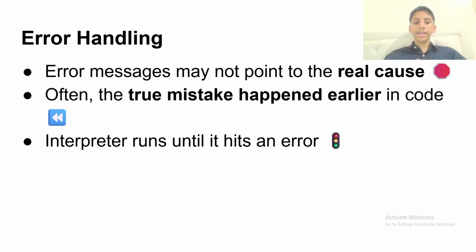So, error handling. Error messages may not point to the real cause. Whenever you write code and make a mistake in it, sometimes it points to where the error actually is, but sometimes it's misleading. For example, it says that you made an error on line 11, but actually the error was on line 10 or line 9 or line 8. So yeah, this is the problem. The interpreter runs until it hits an error.